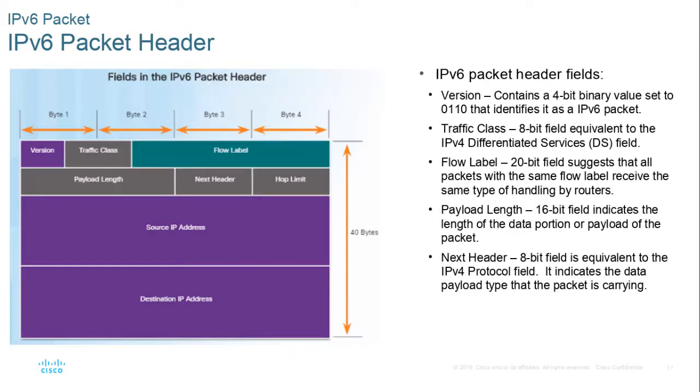So if we look at this IP version 6 packet, we have the version number that tells us IP version 6. We have the traffic class that's equivalent to the differentiated service field in IP version 4. This is used if it's a voice over IP telephone call or streaming audio or video. We have a flow label that helps us classify packets together. We have a payload length that tells us the length of the data portion of this packet.